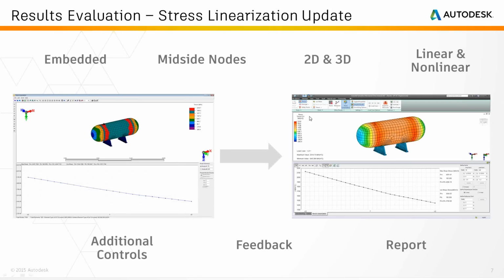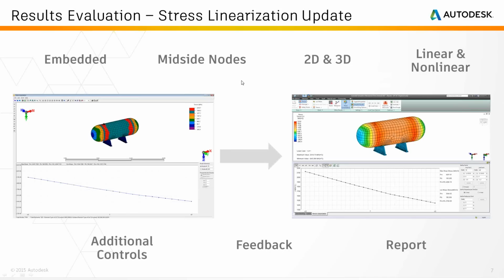So in the 2017 release, we have embedded the ability to do a stress linearization directly in our results post-processor within Simulation Mechanical. So that's the first bullet point, that it is embedded. The second bullet point is the fact that we now can do a stress linearization for models that contain mid-side nodes.